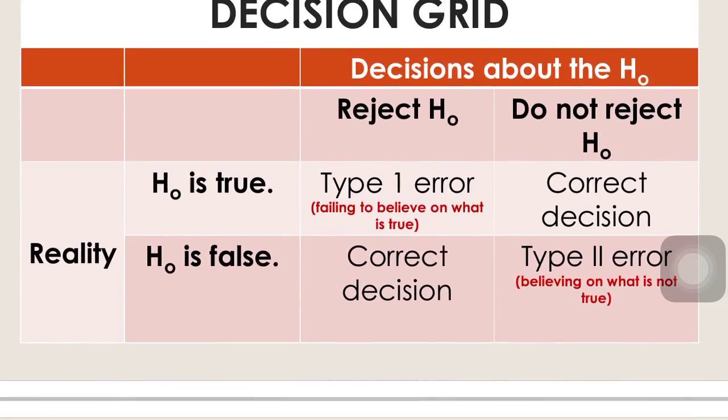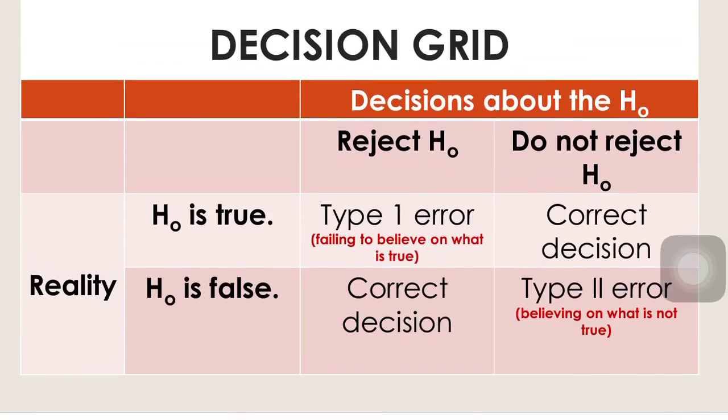here, again, type 1 error is failing to believe in what is true. For example, the truth is the sun is the center of the solar system, but you don't believe in that. So that is a type 1 error. Type 2 error is accepting what is unacceptable. For example, we believe that selling marijuana is just okay. That is unacceptable, but we believe in it. So it is a type 2 error.